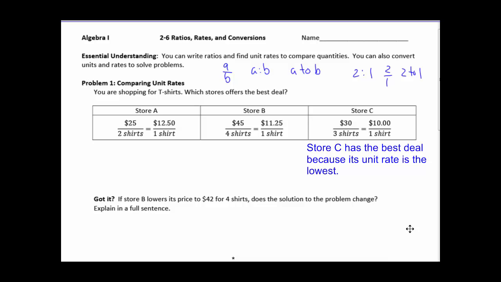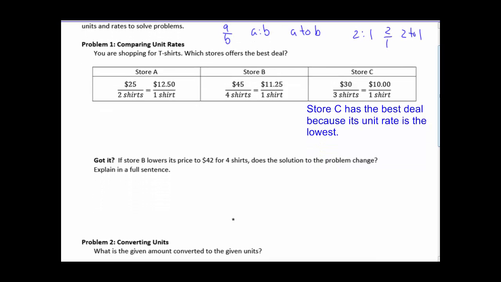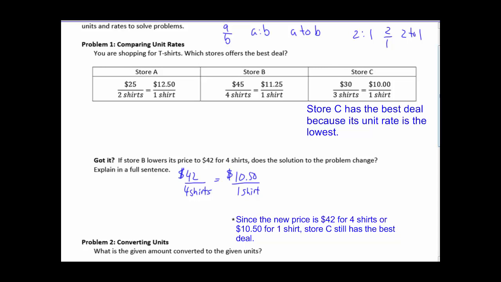If store B lowers its price to compete and says it's $42 for 4 shirts, does this change the solution? And then we want to explain. If we divide 4 into 42, we get $10.50 for 1 shirt. Does this change anything? We have $10.50 for 1 shirt now, so it's better than store A and store B, but it is still not better than store C. So since the new price is $42 for 4 shirts, or $10.50 for 1 shirt, store C still has the best deal.